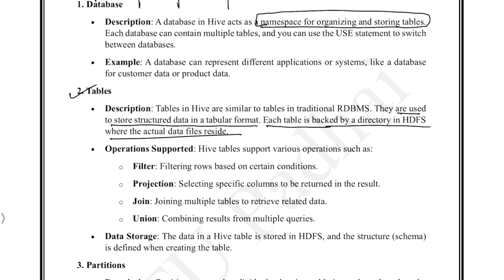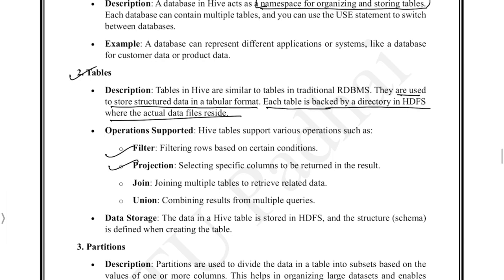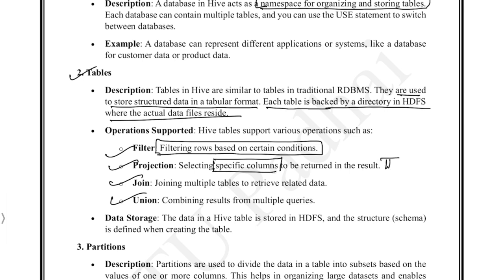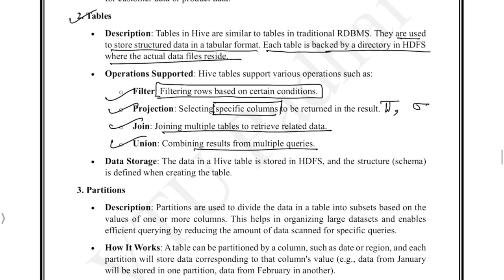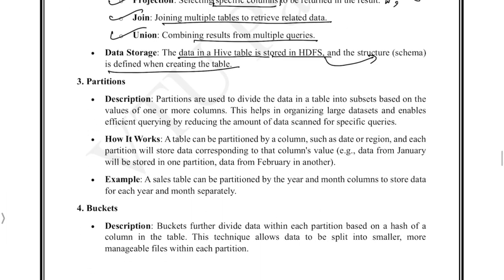So what operations are supported? First are filter, projection, join, and union. Filter is nothing but filtering rows based on a condition. Projection is when you want to take some specified columns. I guess you remember pi is the operation for projection, and sigma is for selection. Next you have join, where you want to join multiple tables. Then union, where you want to combine results from multiple queries. Once you are done with all these operations, you have to store the result somewhere. The data in the Hive table is mainly stored in HDFS, and the structure is defined by creating the table.